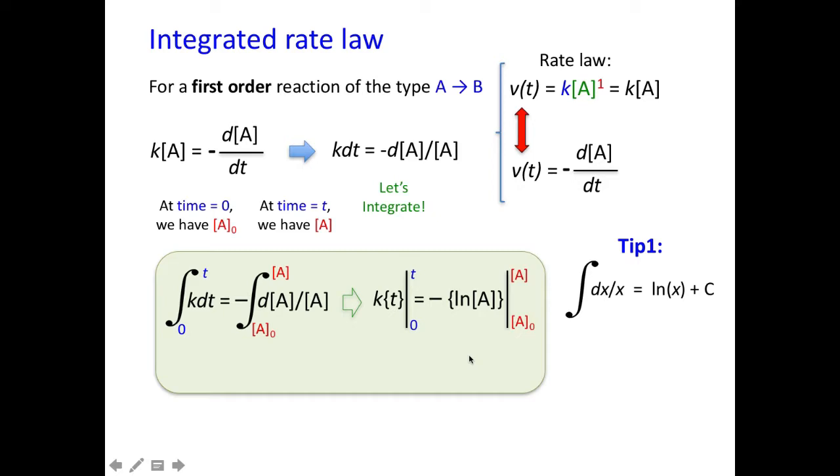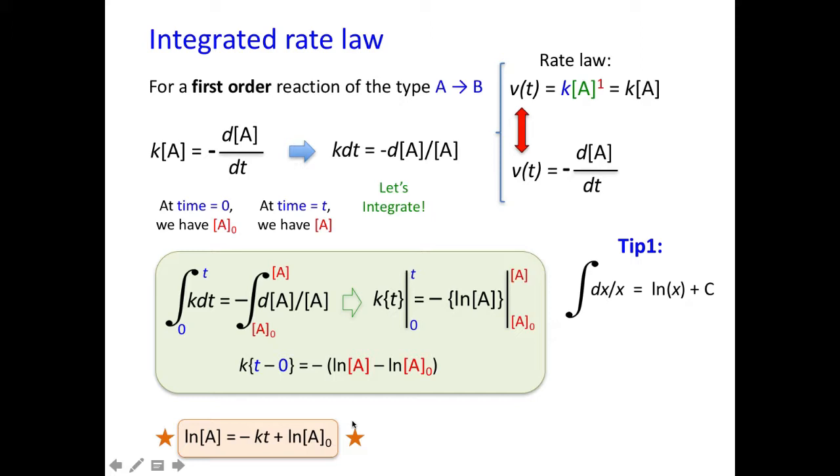Now we have k(t minus 0) equals minus, and then we have ln of A minus ln of A0, which are the limits of this integral. We can rearrange this expression in order to get our final integrated rate law for a first order reaction. So this is an integrated rate law. It allows us to predict the concentration of A for different times if we know k and if we know the initial concentration of A.